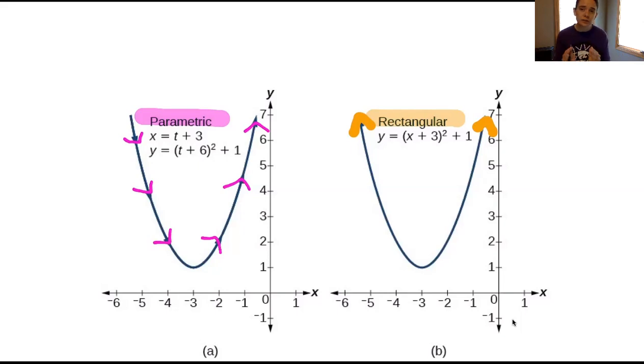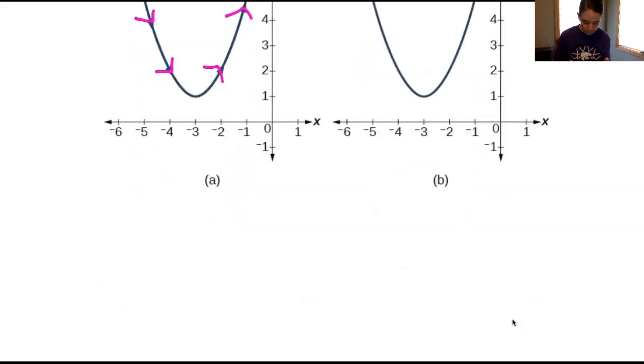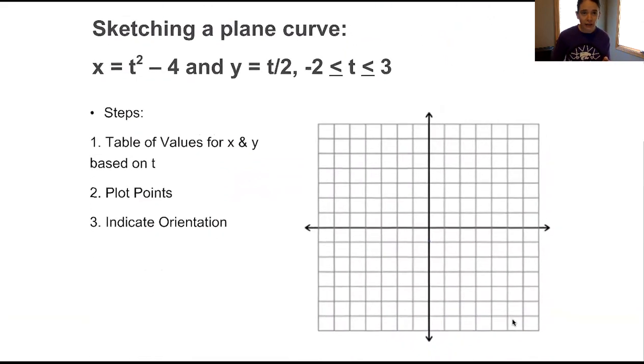But the biggest difference that we need to see from a parametric equation to a rectangular equation is that there are arrows indicating orientation with our parametric curve. Okay. So let's go ahead and look at our first example.